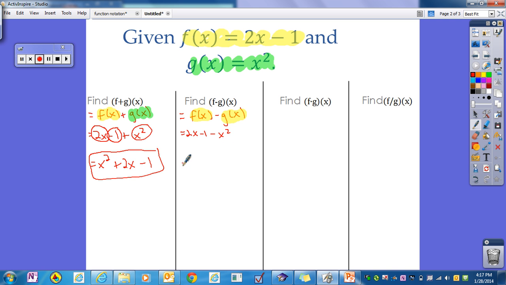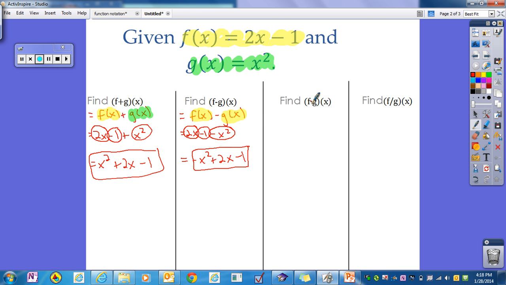Again, I want to go from highest degree to lowest degree. My highest degree is this minus x squared. Always make sure you take the sign in front of it, so I'm going to say minus x squared. My next highest degree is 2x, so plus 2x, and then my term without a variable is minus 1. So this would equal negative x squared plus 2x minus 1.